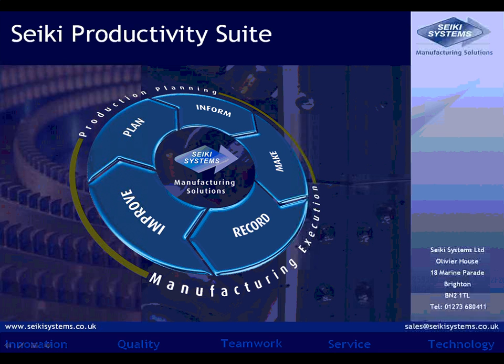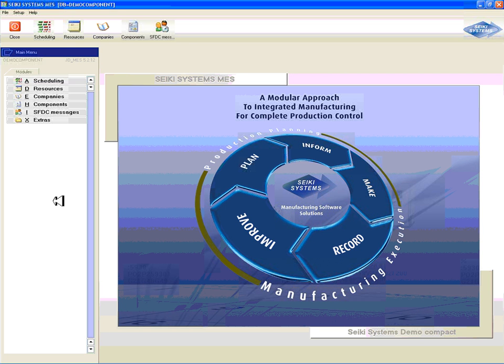Welcome to this brief presentation of the Seiki Systems graphical scheduler. The short demonstration will show you how you can take control of the shop floor, meeting delivery commitments, identifying capacity and utilisation, and viewing the consequence of any changes that you make to the schedule. So, let's begin the demonstration by entering the scheduling area.